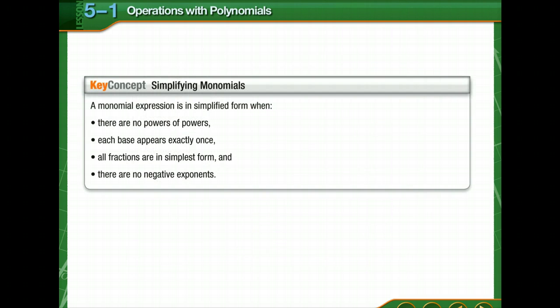Recall that a monomial is a number, a variable, or an expression that is the product of one or more variables with non-negative integer exponents. So when simplifying a monomial, check to be sure that it has been simplified fully. And here's how to simplify monomials. It is in simplest form when there are no powers of powers. Each base appears exactly once. All fractions are in simplest form, and there are no negative exponents.